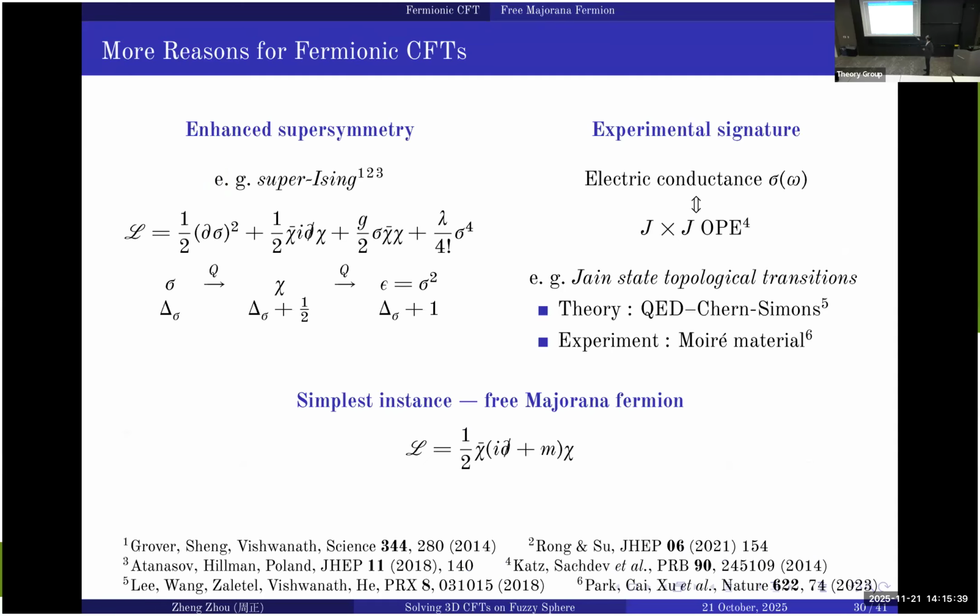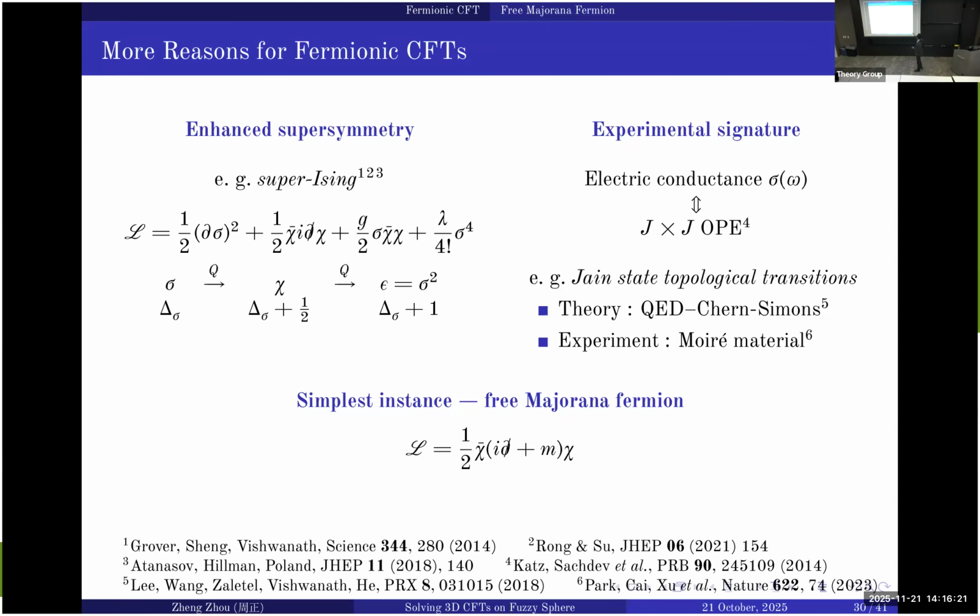So there are actually more reasons for studying fermionic CFTs. For example, some theories can have enhanced supersymmetry. One example would be the Ising model coupled to a Majorana fermion, which is also known as the super Ising theory, with an enhanced N=1 SUSY. The Ising field sigma, the Majorana fermion chi, and epsilon form a supermultiplet, and their scaling dimensions are locked to each other. These fermionic CFTs are also easier to detect experimentally.